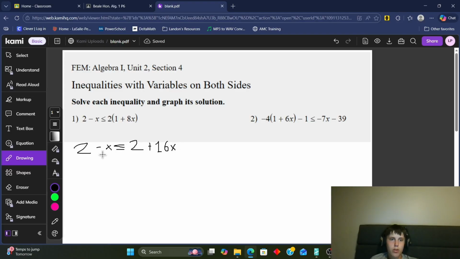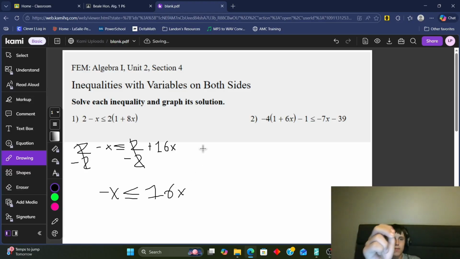And now what we want to do is remove the 2's. So what we're going to do is subtract 2 on both sides. And hey, what do you know? They both cancel out. So we're left with negative x is less than or equal to 16x.